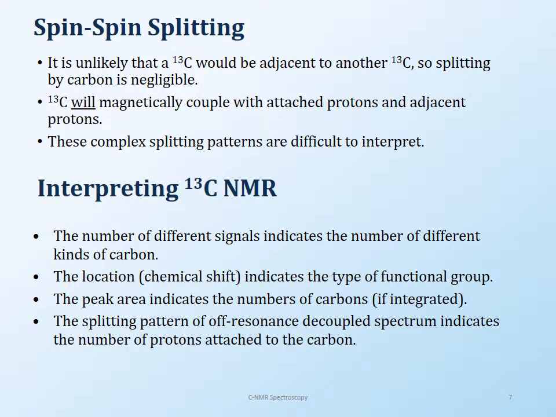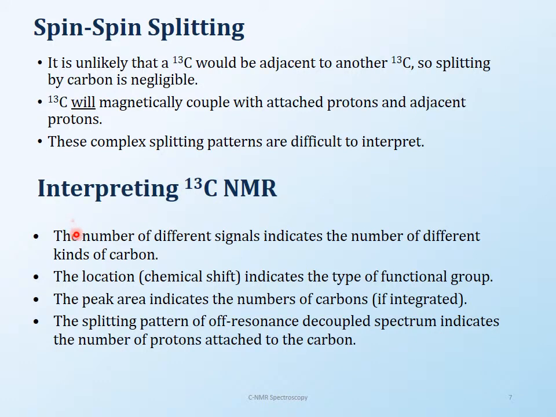The spin-spin splitting, I already mentioned to you that it is very unlikely that a carbon-13 would be next to another carbon-13, so there is no splitting, which is, in some ways, a blessing in disguise, so that way you don't have to worry about any kind of coupling going on. So the carbon-13 sometimes will couple to the protons, and that's why you have to run the decoupled spectrum, okay? And so you don't want to run carbon-13 with proton coupling. It's really hard to then interpret the spectrum. Interpreting a carbon-13 spectrum is really quite easy to do.